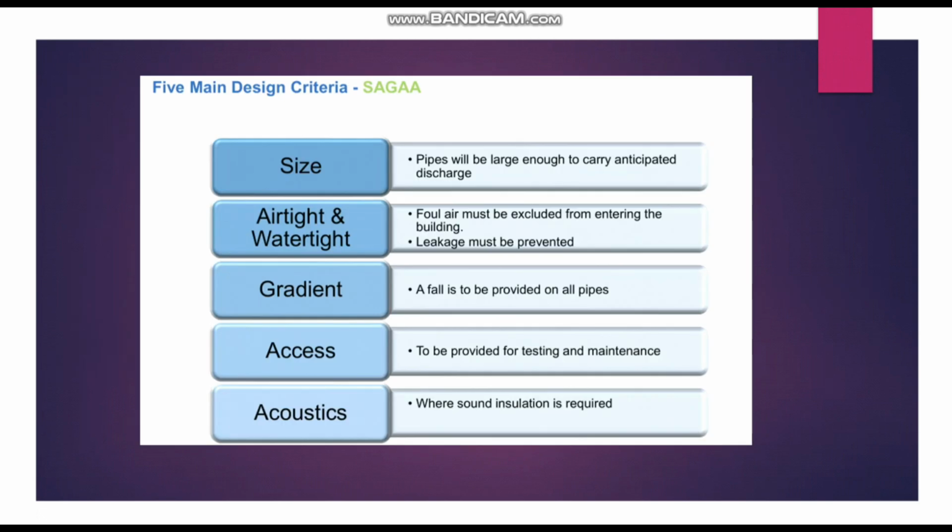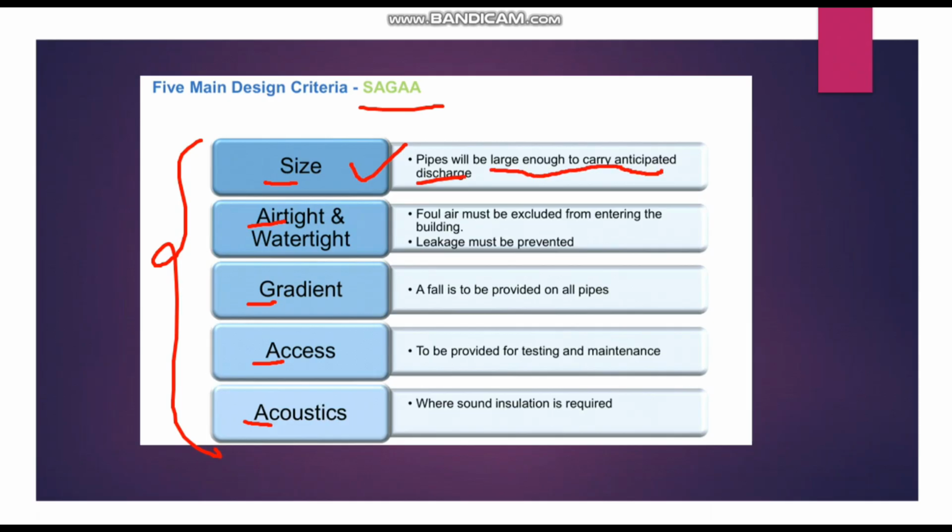Now, when it comes to the drainage system, these 5 things are very important, which we will call SAGAA. What is SAGAA? The S is the size, A is the airtight, G is the gradient, how much slope we have to provide, A is the access door we have to provide, and finally the acoustic, the soundproof. So first, today we are going to see the pipe sizing. Pipes will be large enough to carry the anticipated discharge to avoid any overflooding and other issues.